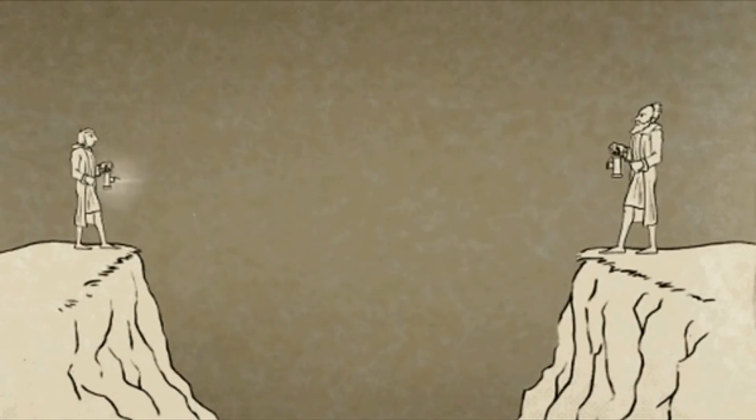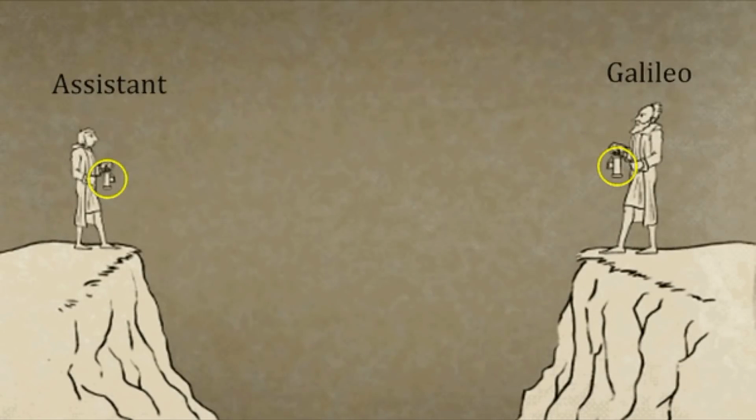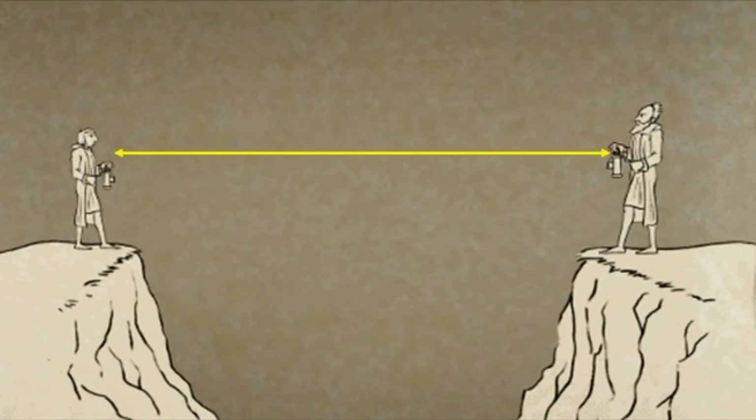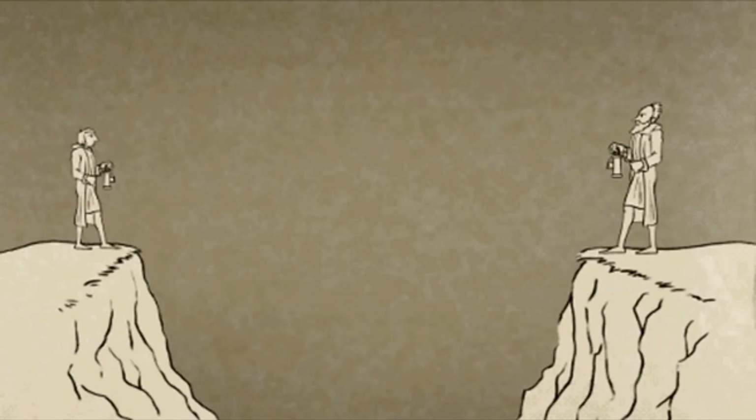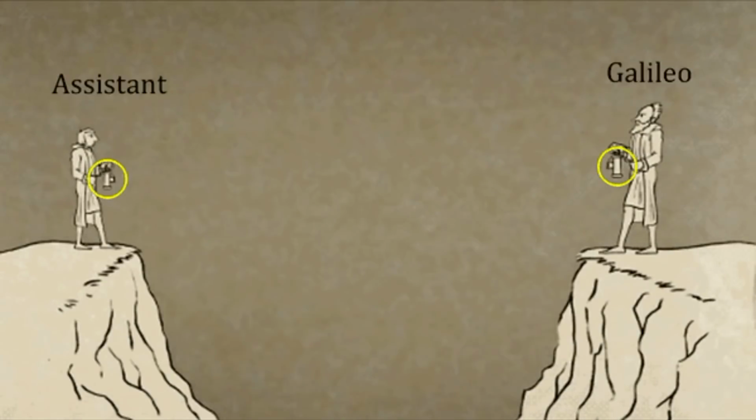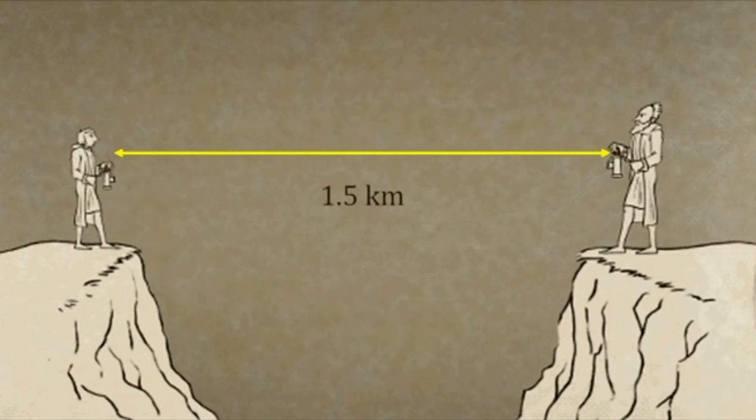Here's Mr. Galileo. And he has his assistant on another mountain. What he does is he uncovers his lamp, and the other guy has to uncover his as soon as he receives the signal. This is the way they tried to figure out the speed of light. Well, of course, they finally concluded that the speed of light is instantaneous because it was so fast that they just couldn't measure it. They couldn't time it. And that was our first attempt.